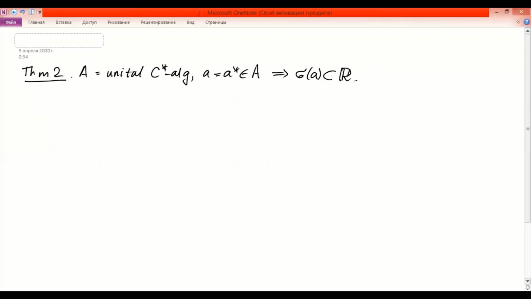So those of you who attended the course Introduction to Functional Analysis, which was given in the previous term, may remember that we proved a similar result for self-adjoint operators on a Hilbert space. So now we want to extend this result to a self-adjoint element of an arbitrary unital C-star algebra.